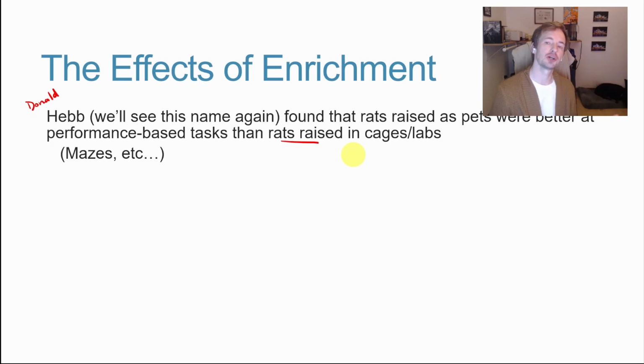But what Hebb showed is that if you were to raise a rat as a pet, give it lots of attention, play around with it in the afternoons or whatever, those rats, even though they didn't have very tightly controlled environments, actually did better on these quote-unquote cognitive tests, like mazes and things like that. And the question is, well, why is that? Why do you think that is?